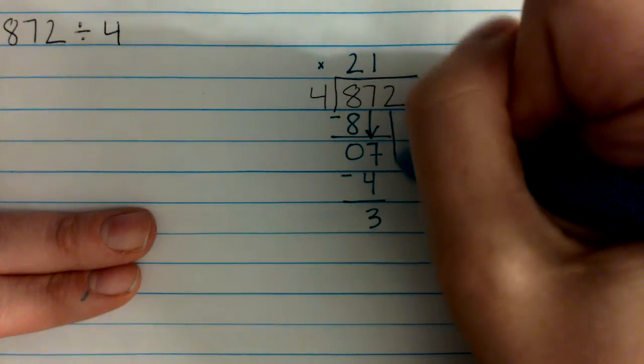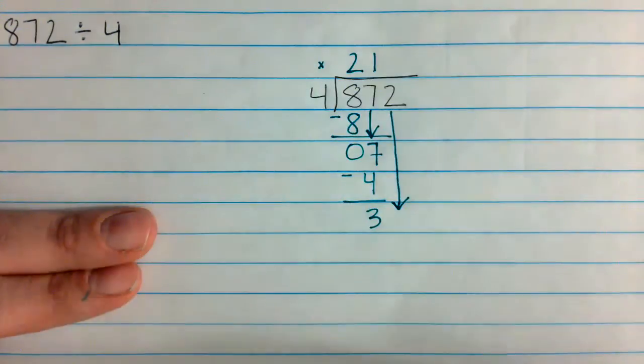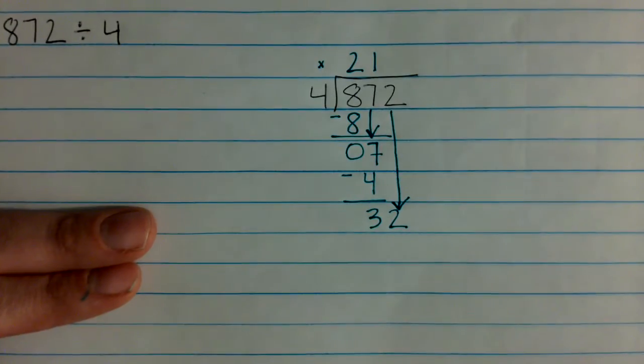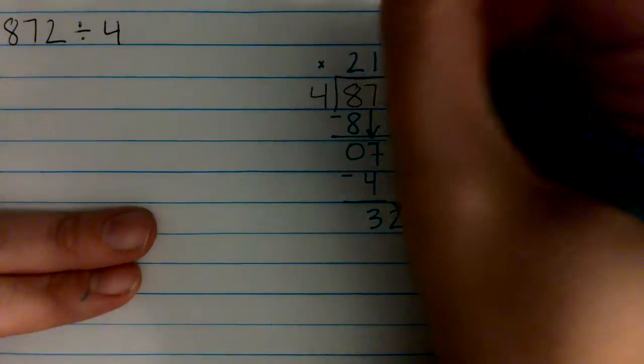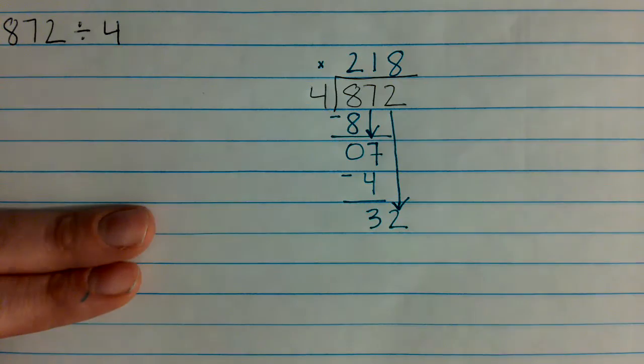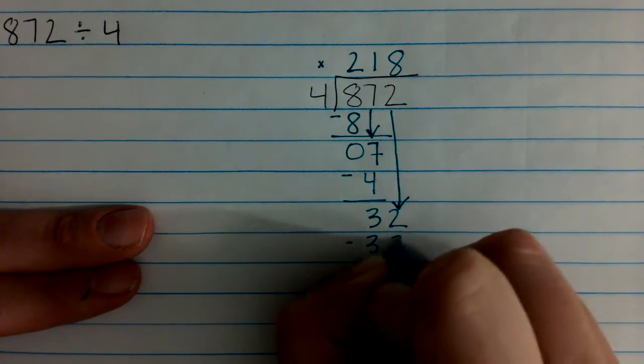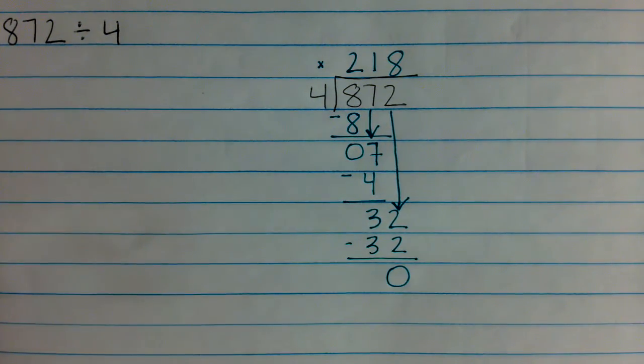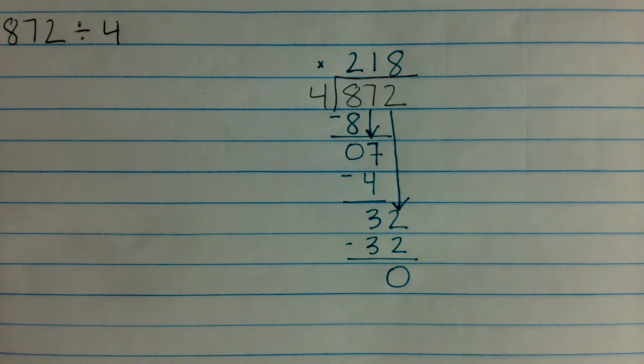Now I'm going to bring down my 2. It's 32. What times 4 gives me 32? 8. 8 times 4 is 32. And that leaves me with 0 remainder. Very similar to the box method. Let's try one more problem.